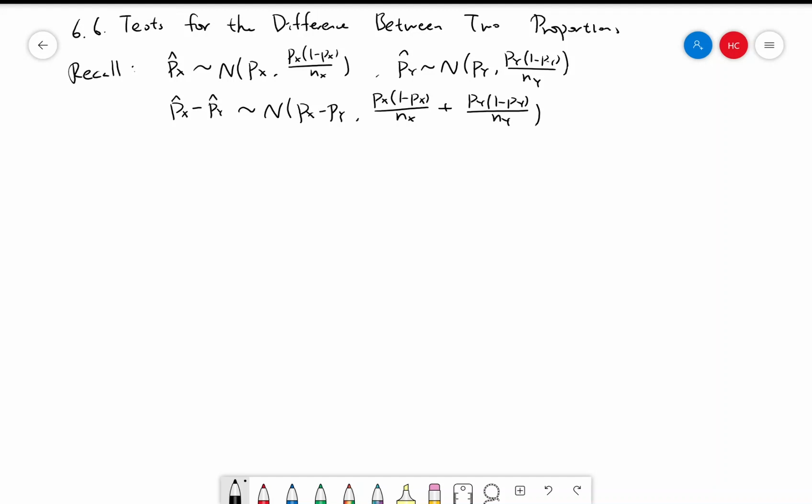Now let's consider the hypothesis test. So there are three types. The first one is p_x and p_y are the same, and the alternate hypothesis is the opposite. And there's the one-sided test, which are similar.